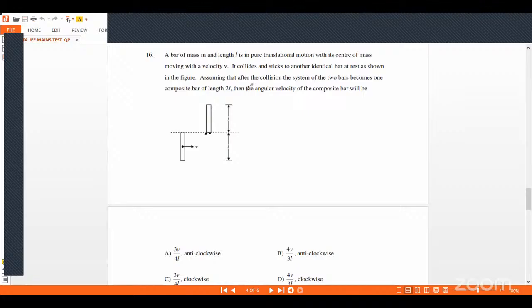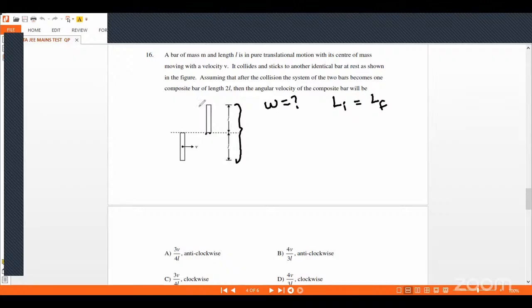Assuming that after collision, the system of two bars becomes one composite bar of length 2L, like this it came, a composite bar. Then we need to find the angular velocity of the composite bar. According to the conservation of angular momentum, initial angular momentum equals final angular momentum.